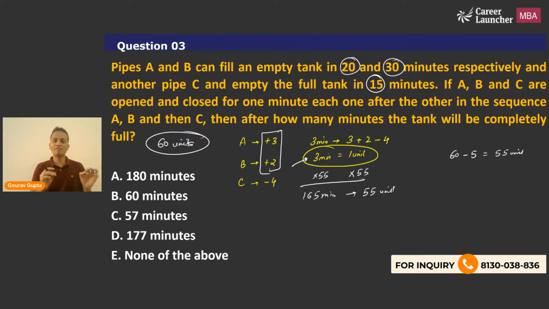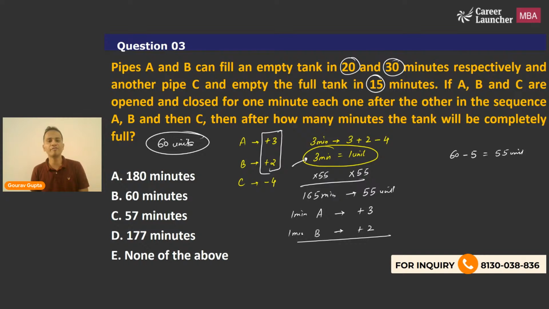Okay, so after 165 minutes, I know that 55 units of work has been done. So I have run complete 3-minute cycles. Okay, now, what after 165 minutes? A will work, and how much will A work? A will contribute 3 units, right? And then B will work, B will contribute 2 units, right? Each of them will work for 1 minute each.